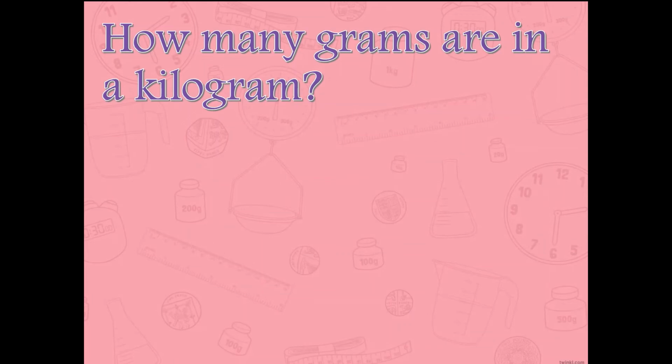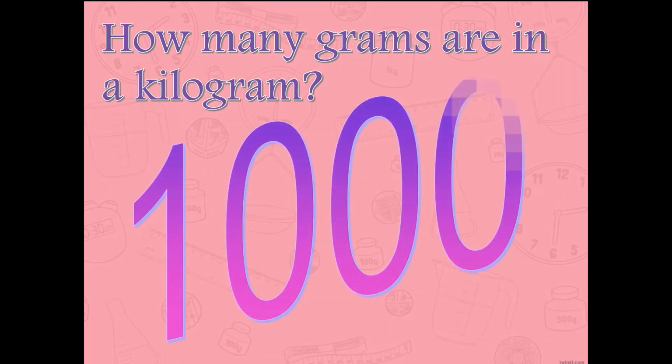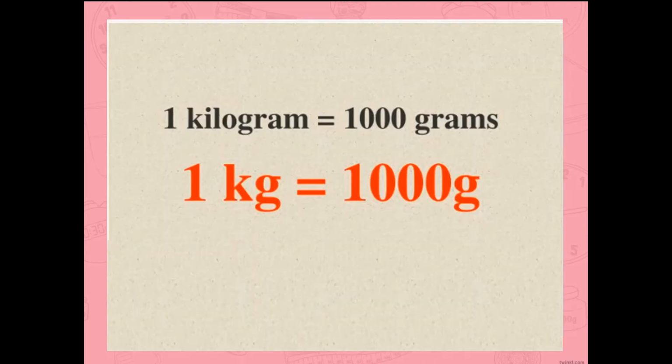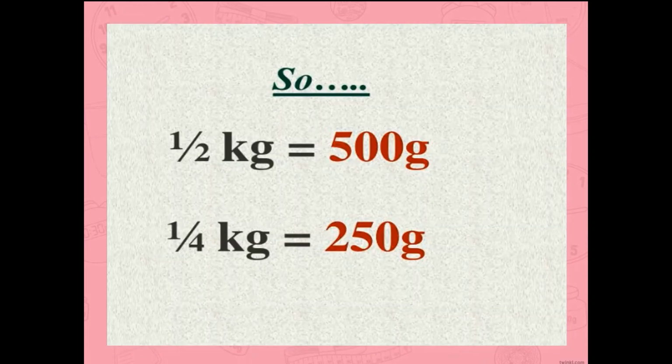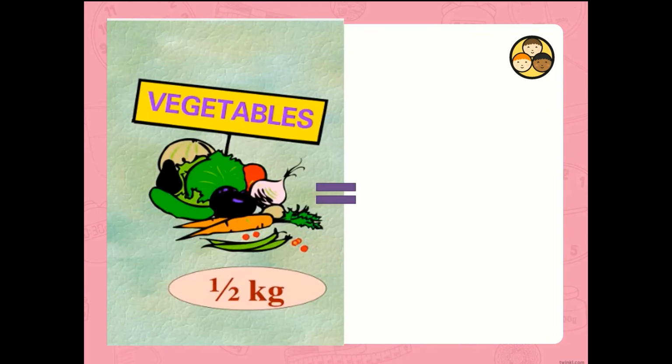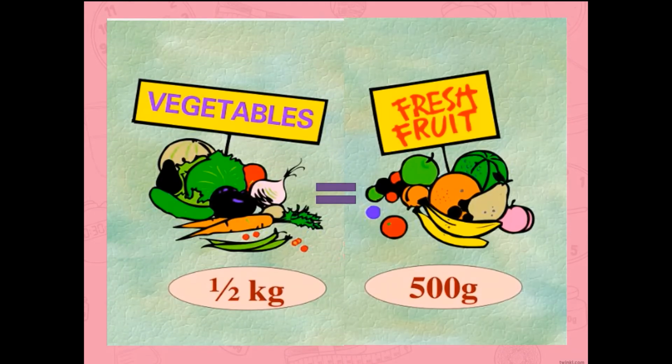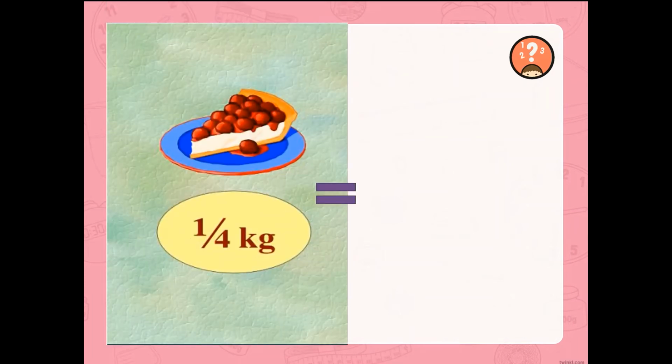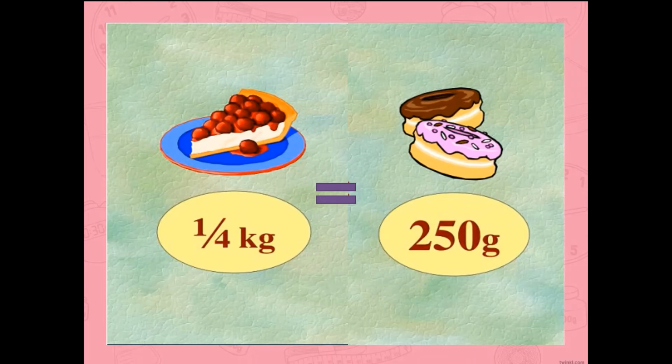How many grams are in a kilogram? So dear students, there are 1000 grams in 1 kilogram. So 1 kilogram is equal to 1000 grams. Half a kg is equal to 500 grams, and in the same way 1/4 kg is equal to 250 grams. Half a kg we can write both ways: half kg or 500 grams. And 1/4 kg we can write as 250 grams.